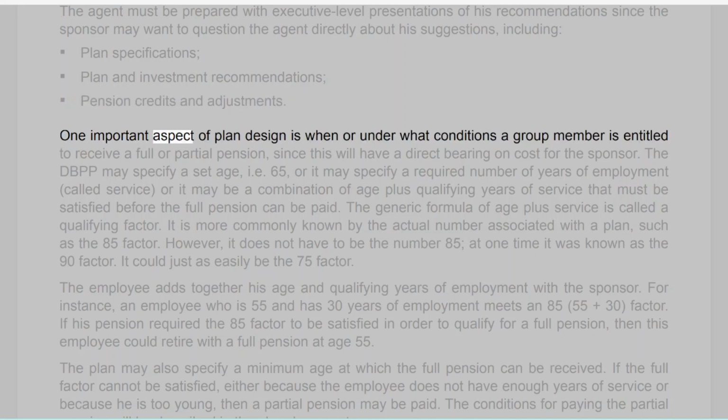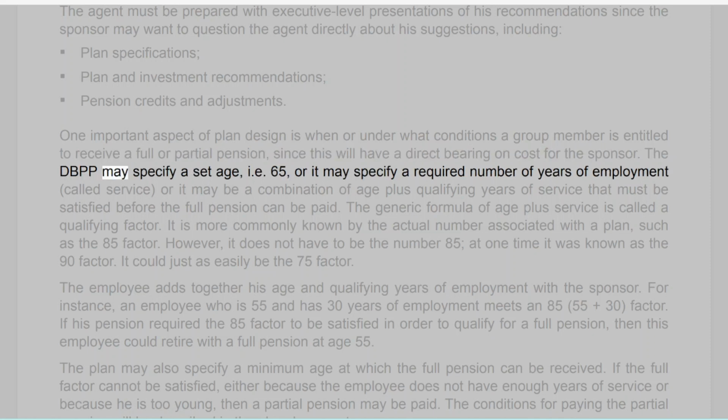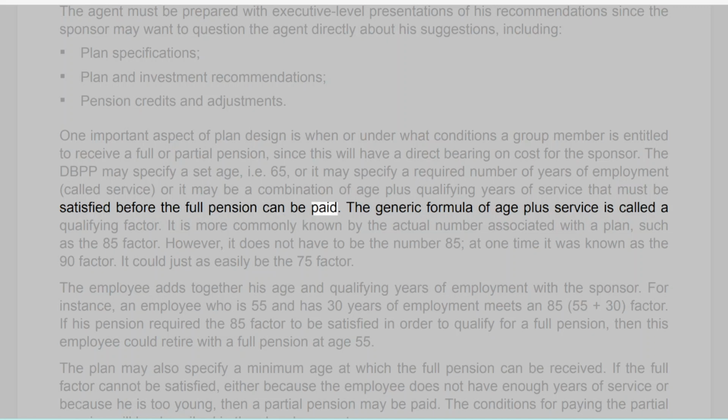One important aspect of plan design is when or under what conditions a group member is entitled to receive a full or partial pension, since this will have a direct bearing on cost for the sponsor. The DBPP may specify a set age, i.e. 65, or it may specify a required number of years of employment, called service, or it may be a combination of age plus qualifying years of service that must be satisfied before the full pension can be paid.